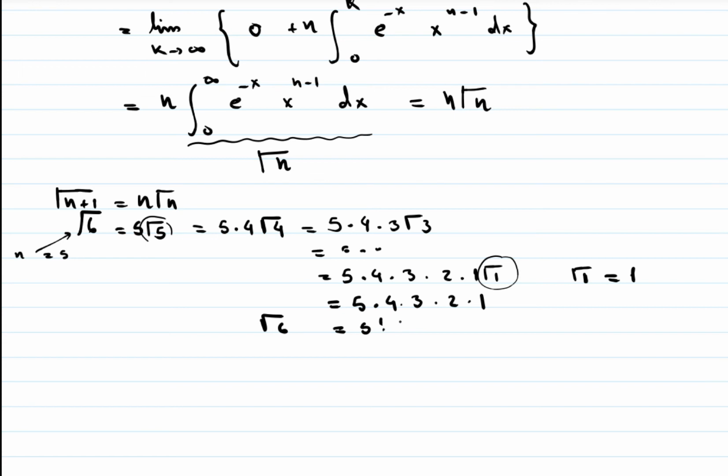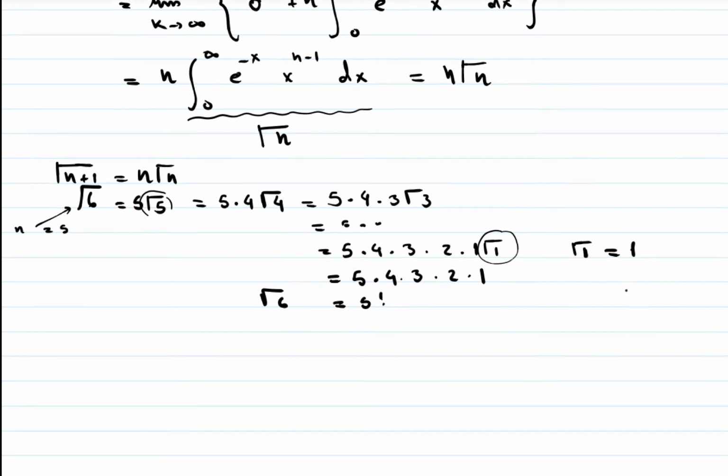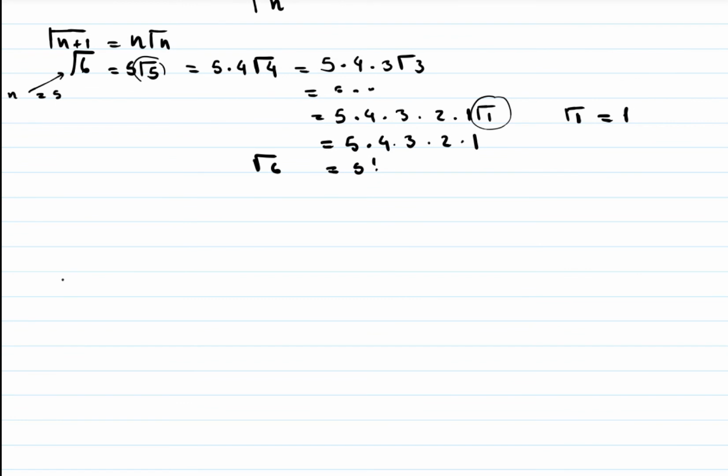Now the next property: I said that gamma of 1 is equal to 1. How? This is the next property. Gamma of 1 is equal to 1. We know that the formula for the gamma function is the integral from 0 to infinity of e raised to minus x, times x raised to n minus 1, dx. Now we're given gamma of 1, which means that instead of n here, it's 1.